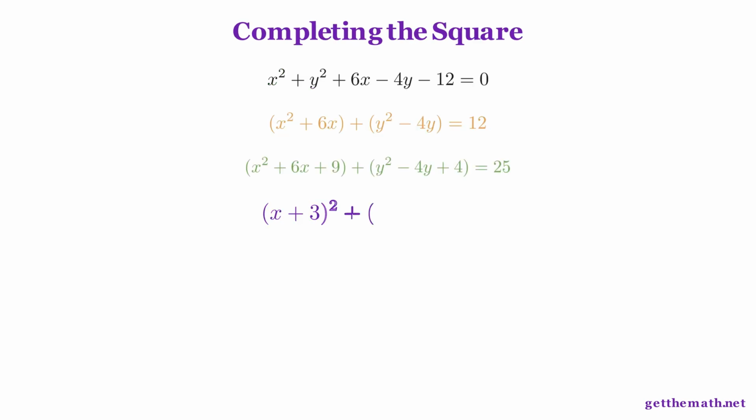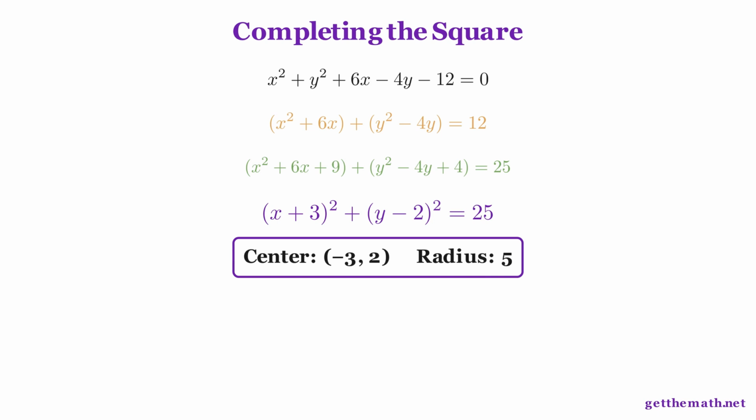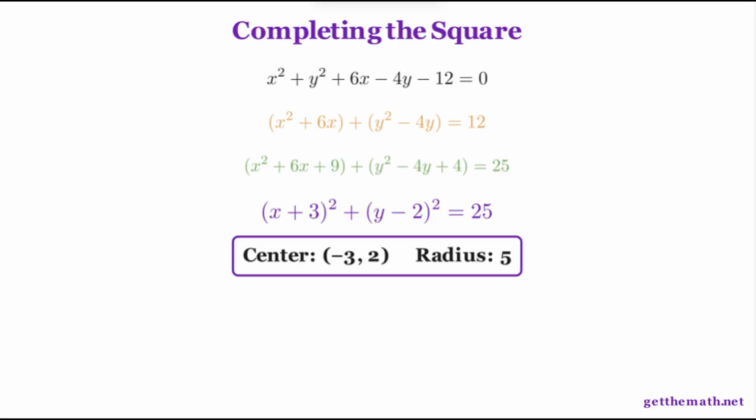Now you have (x plus 3) squared plus (y minus 2) squared equals 25. Center (negative 3, 2). Radius 5.